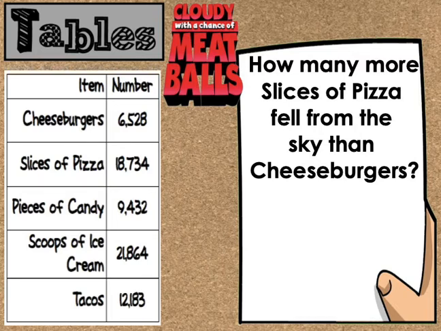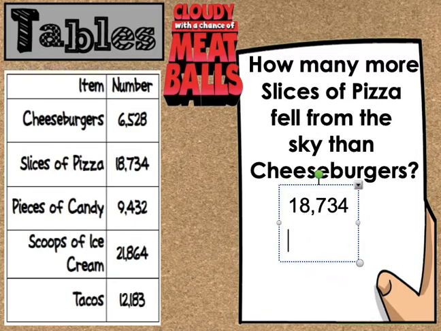So we can use the information in this table to help us figure out how many more slices of pizza fell. So the first thing that we should do is we should find out how many slices of pizza fell, which is 18,734, and then we need to find out how many cheeseburgers fell, and in this case it's 6,528, and we're going to subtract these two numbers.